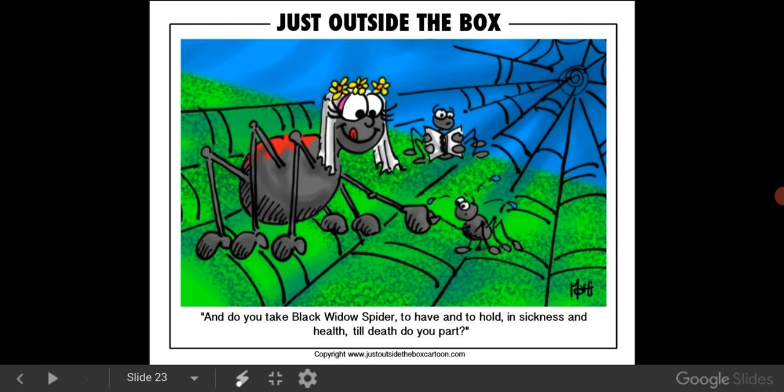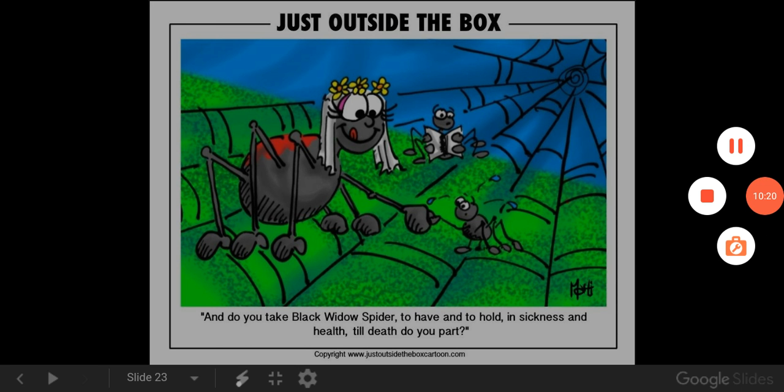This is just a joke here at the end. And do you take black widow spider, to have and to hold, in sickness and health, until death do you part. Just in case you don't understand the joke, the groom is quite nervous there because the black widow spider will eat her mate after she has her children.